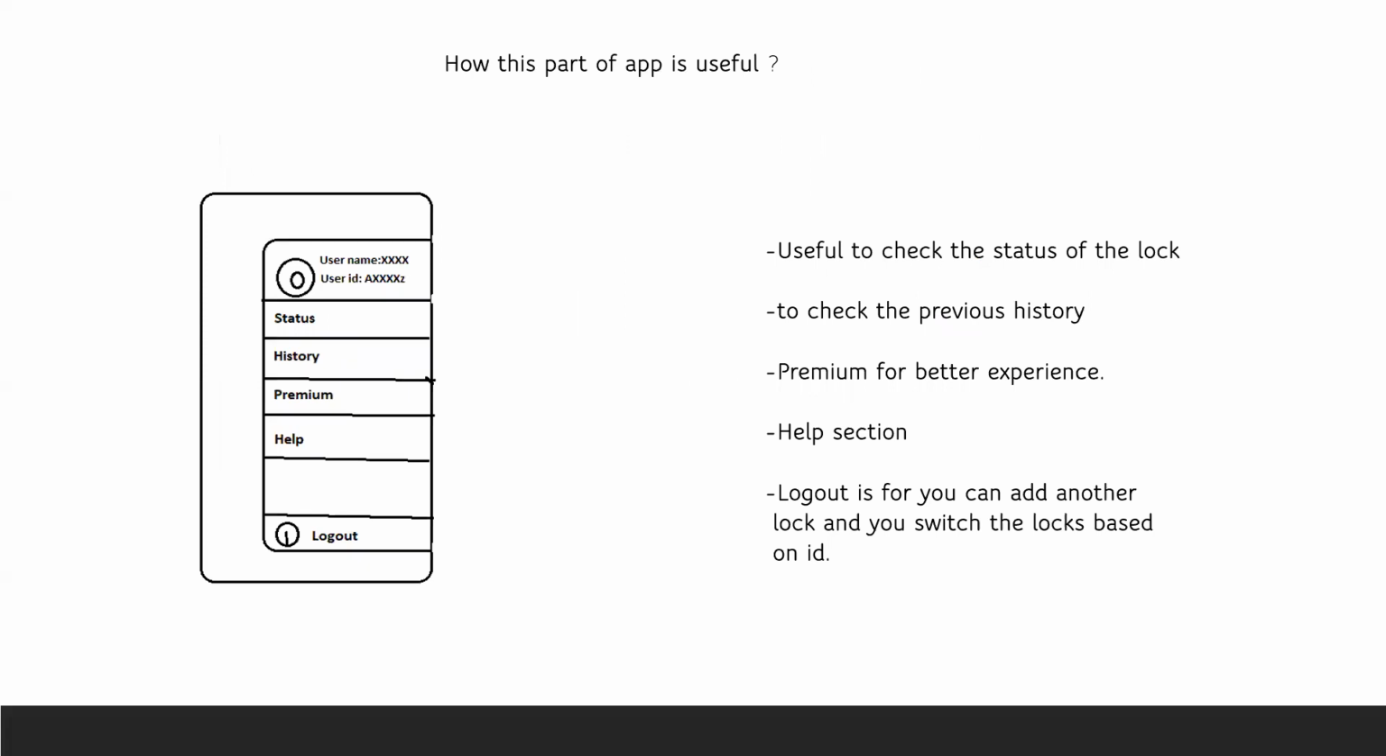It is useful to check the status of the lock, to check previous history, premium for a better experience, the help section, and log out is for switching the user. The user can change from one user ID to another because we can use many locks in many places, for example, gates, doors, and so on.